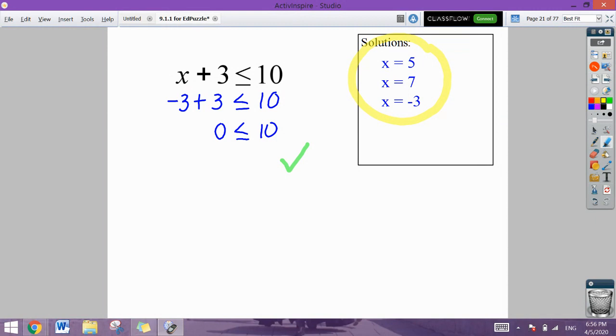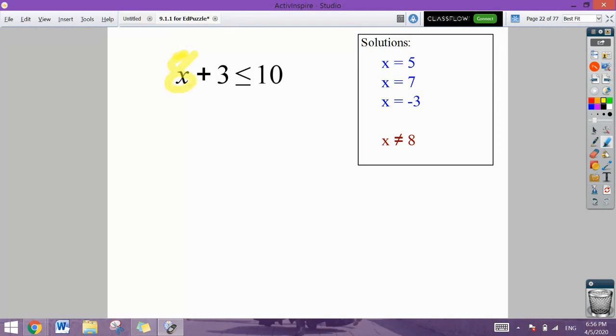But I want to show you an example of one that is not a solution. So let's try plugging in 8, the number 8. Okay, so we're going to try plugging in an 8 right here. So let's look at 8 plus 3. 8 plus 3 is 11. But is 11 less than or equal to 10? No, it's not. So that's why 8 was not a solution. Does that make sense?